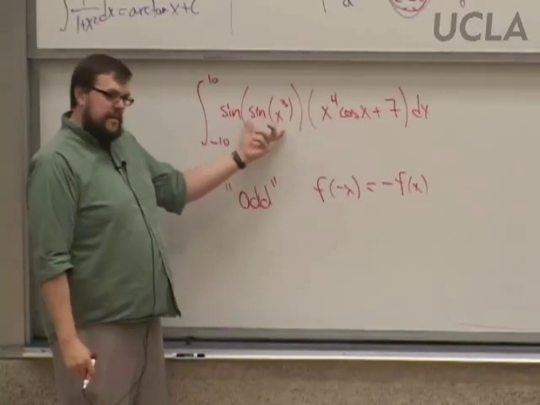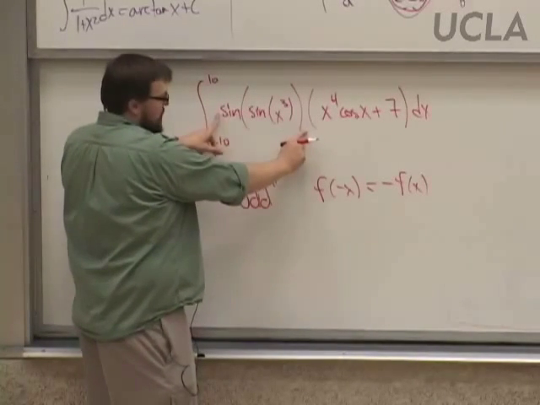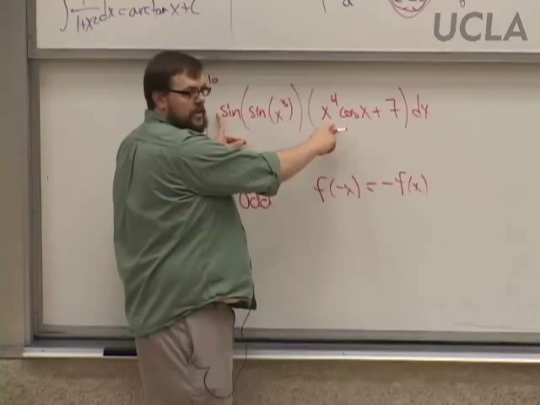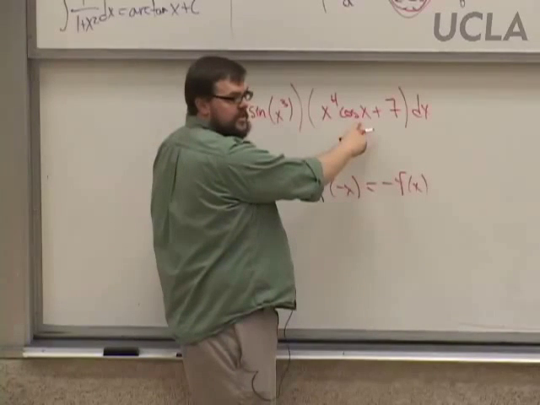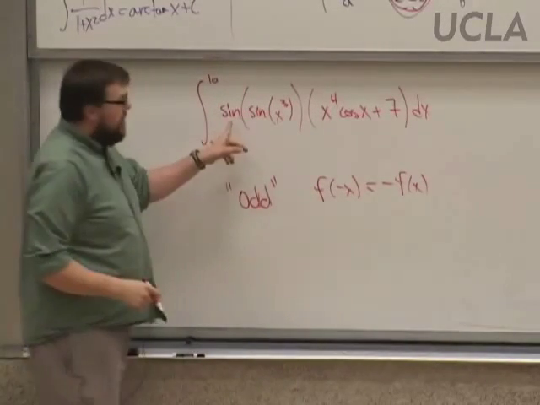And then again, sine is an odd function. So when I start with the negative x here, I'll pull out a negative in front. On the other hand, if I plug in a negative x to the fourth, I get back x to the fourth. Cosine of negative x is cosine of x. Cosine is an even function. And in 7, of course, there's no x. So this is an odd function.